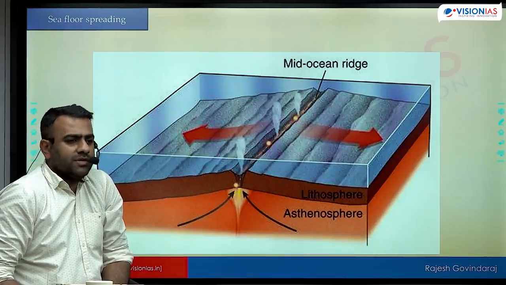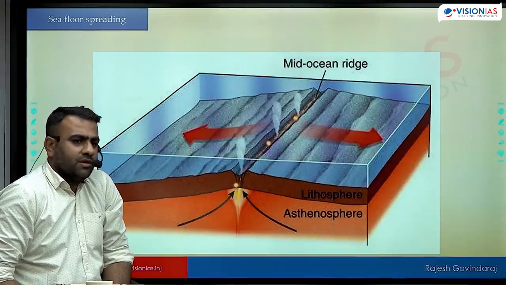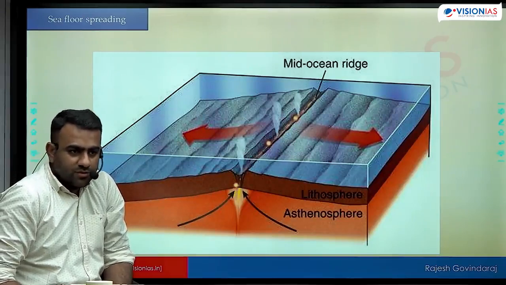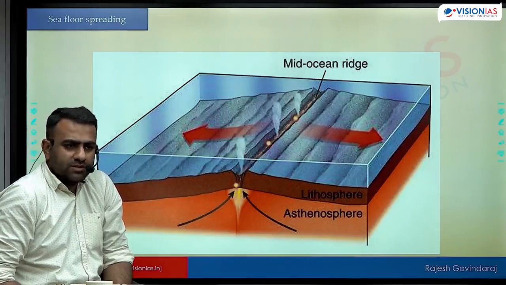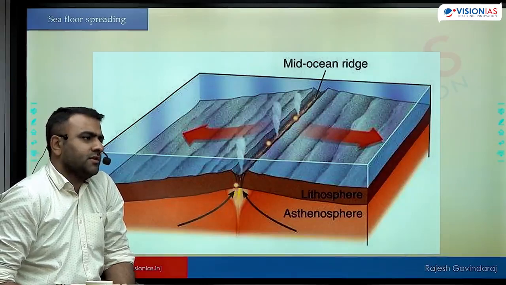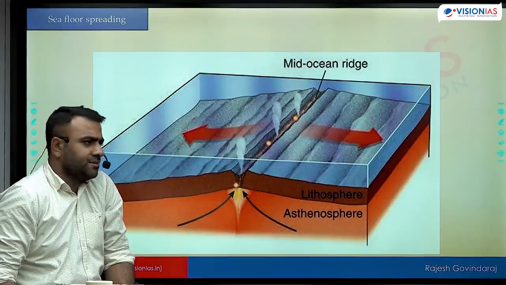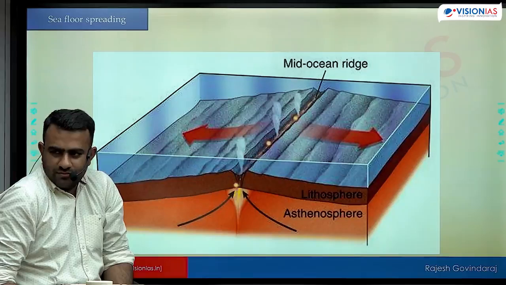During the Second World War, submarine warfare was going on. You must have heard about Germany's U-boats, right? They used to hide under the water and attack ships, both civilian, trade, every kind of ship. To fight, they had to develop underwater navigation capabilities. During that process, they discovered certain features on the oceanic floors.